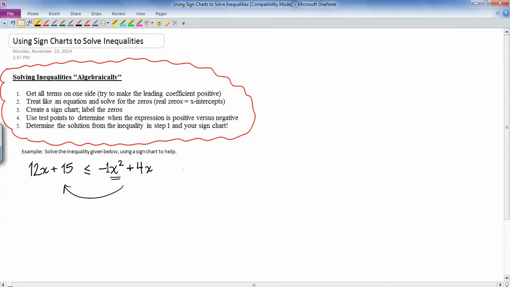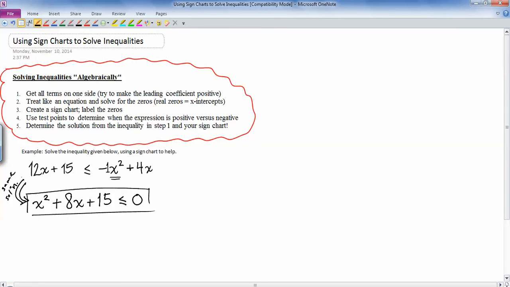So then this is going to turn into positive. So here, let me write this. So this will turn into positive x squared. And then when I subtract 4x from both sides, I'll get plus 8x plus 15 is less than or equal to 0 now. Okay. And notice these two guys will have the same solution. So if I find the answer to this inequality, then I've really found the answer to the original problem. Okay, so let's look at that one.